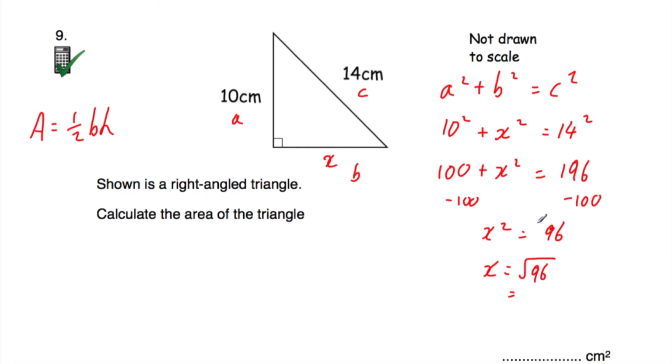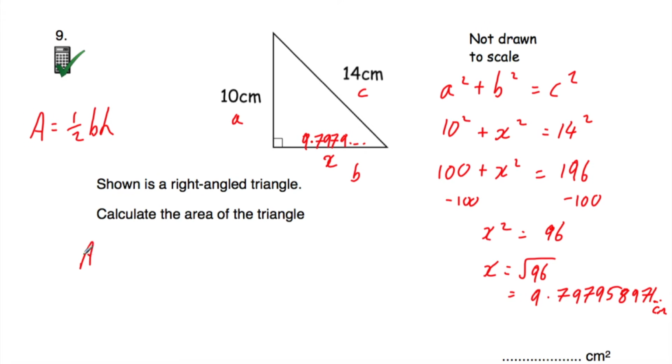And if we do the square root of 96, that's equal to 4 root 6, or as a decimal number, that would be equal to 9.797958971 and so on centimeters. So that's the length for the base, 9.7979 and so on. Now I'm not going to round that because we need to use that now to find the area for the triangle.